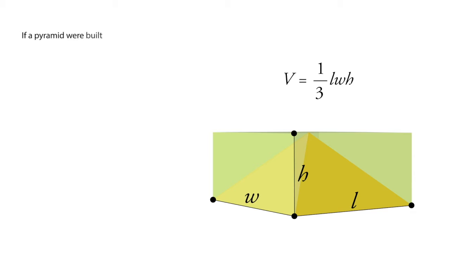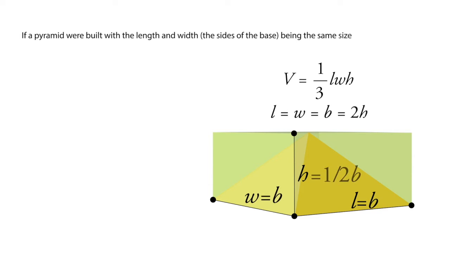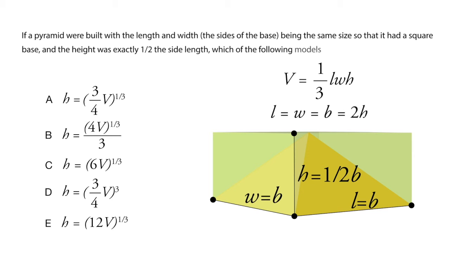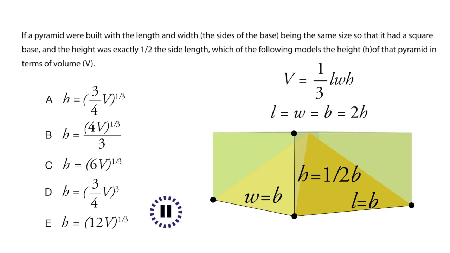So if a pyramid were built with the length and width of the sides of the base being the same size, so it's a square base, and the height was exactly 1/2 the base, right at that threshold between the flatter Central American pyramids and the taller Egyptian pyramids, which of the following models the height of the pyramid in terms of the volume V? And we have a bunch of options. Press pause and answer the question.